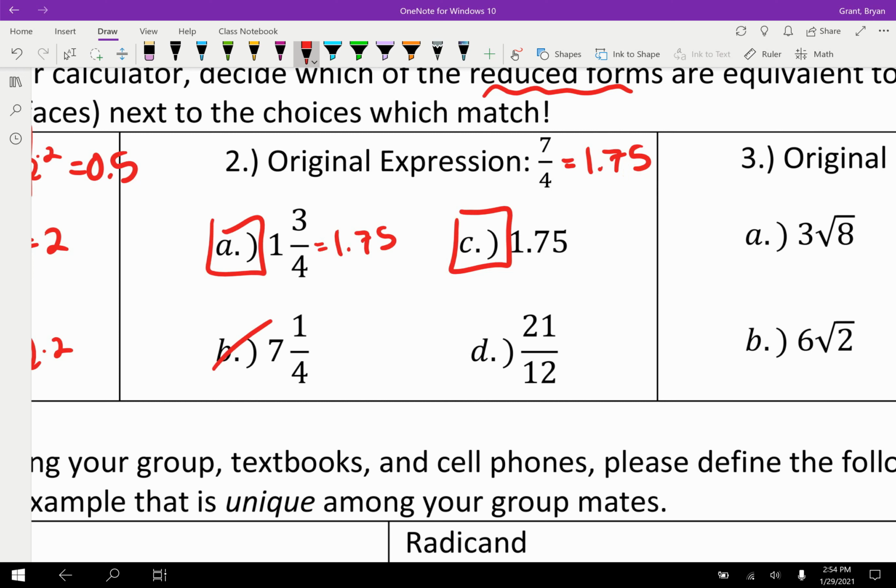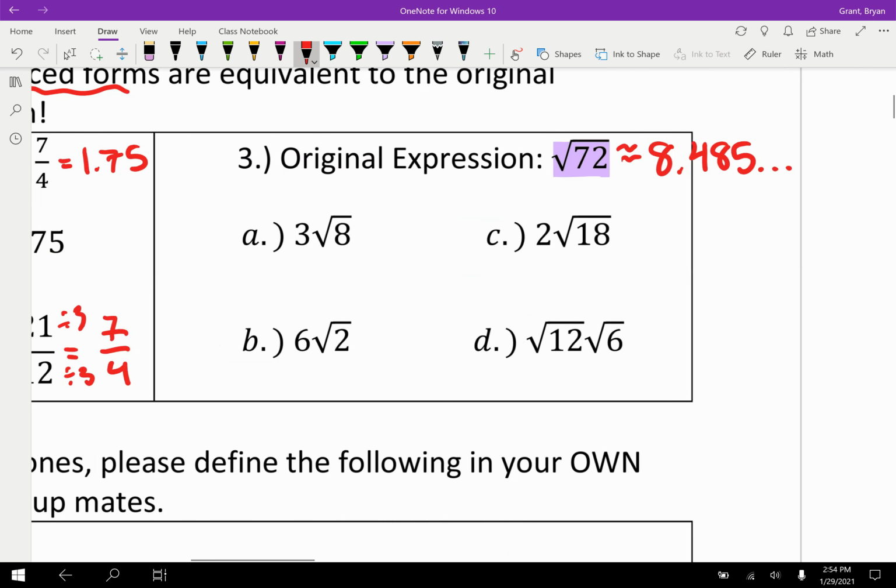7.25 is too large, and 12 into 21. Oof, can we reduce that? Can we divide by 3, I think? And this gives us 7/4, which is correct as well. Those all have the same decimal value, they're just written in different ways. And so that brings us to number 3.